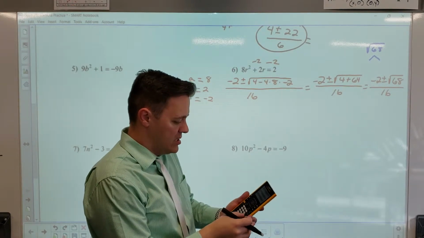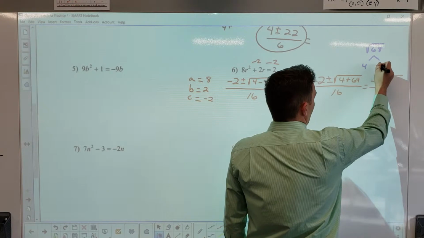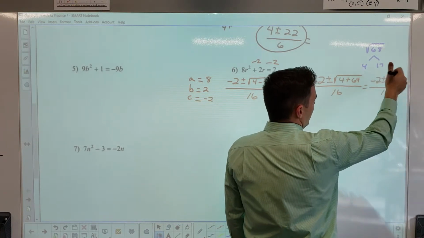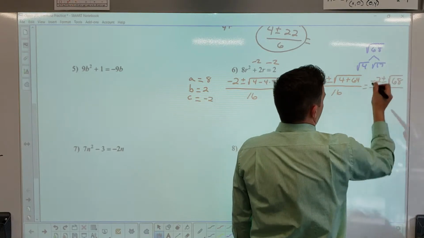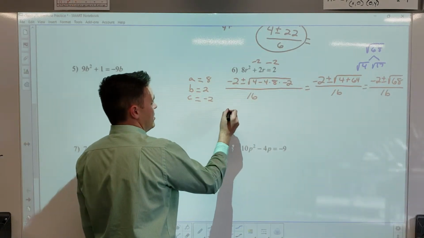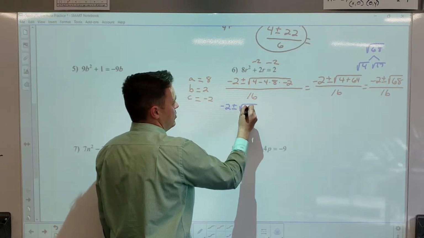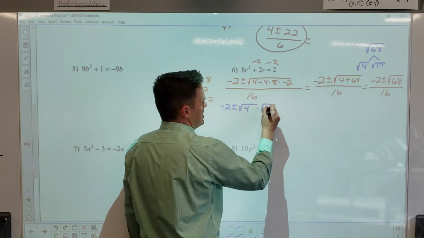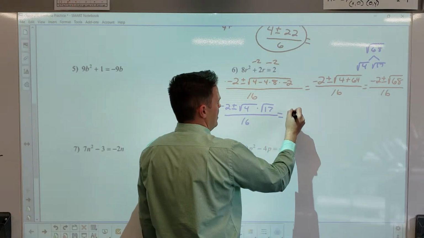Well, I do know 68 divided by 4 is 17. So if I go 4 and 17, 4, 9, or 16 can't be divided in here, so those are my 2 points. So I'm going to bring this over here and go in blue. So it's going to be negative 2 plus or minus the square root of 4 times 17, square root of 17 all over 16, and then you simplify it.